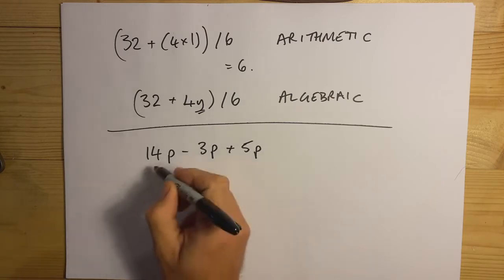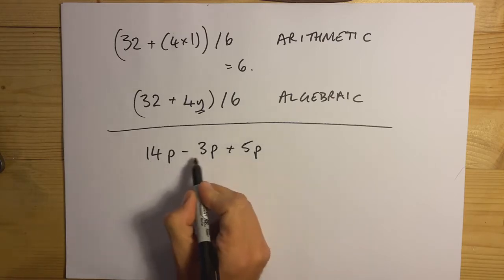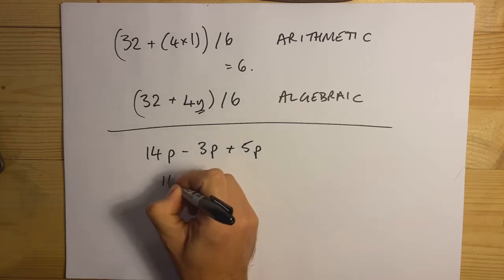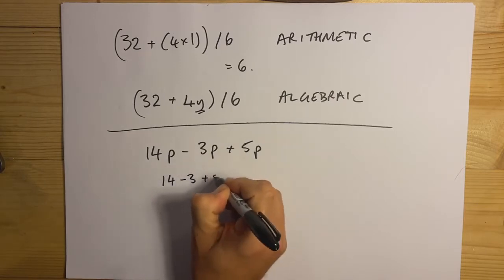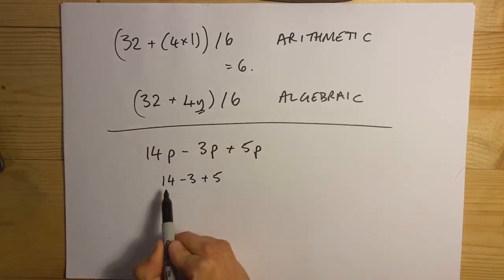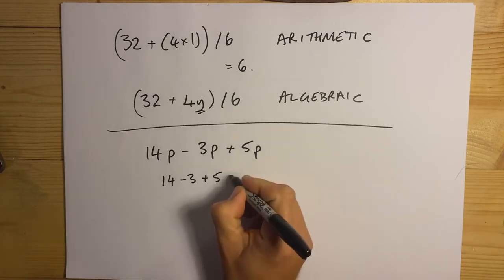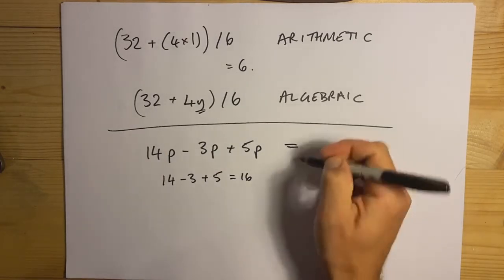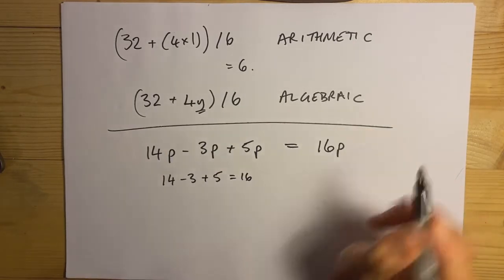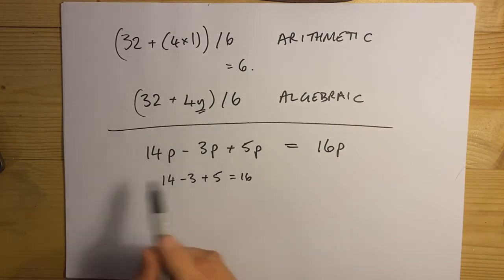So this is 14 minus 3 plus 5. 14 minus 3 plus 5 is 16, right? 14 minus 3 is 11, plus 5 is 16. So this becomes 16p.